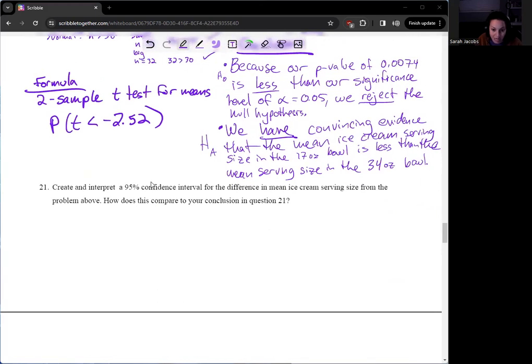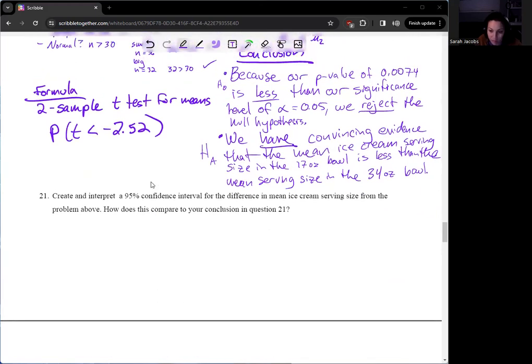Then create and interpret a 95% confidence interval for the difference in mean ice cream serving size from the problem above. How does this compare to your conclusion? Okay. We should expect, since we found a significant result at a significance level of 0.05, we should expect a 95% confidence interval for the difference to be all negative or all positive. It should not contain 0. As long as it doesn't contain 0, it matches. It's evidence of there being a difference.